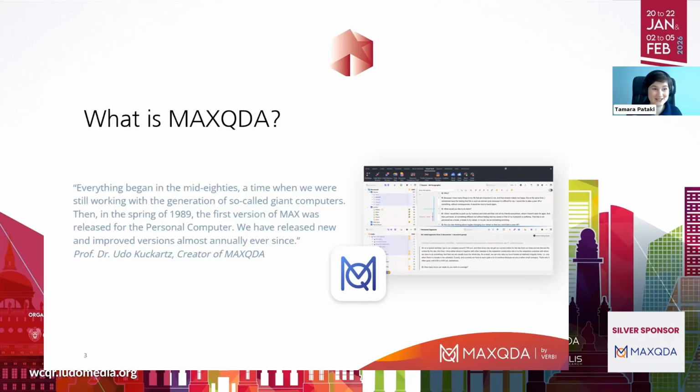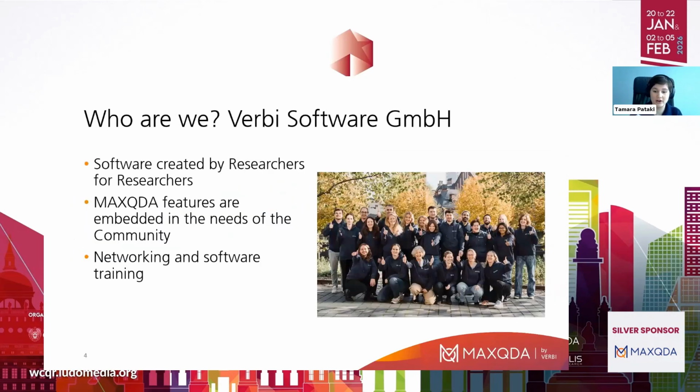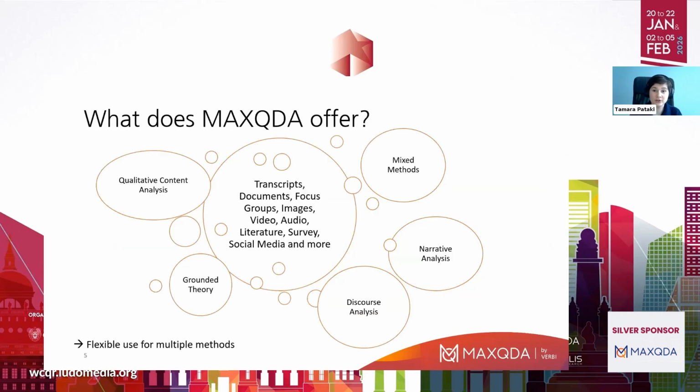But the way MAXQDA started was in a very traditional way, by allowing you to manually assign your codes and evaluate them. I will show you what options are available today and what you can use MAXQDA for. MAXQDA offers you the option to work with different types of qualitative data, for example, transcripts, documents, focus groups, images, video, literature, survey data, and social media data, and much more. So you can gather all sorts of different pieces of qualitative data.